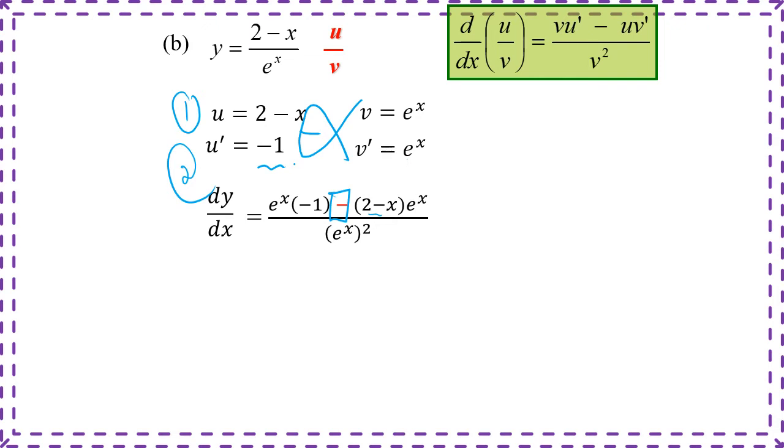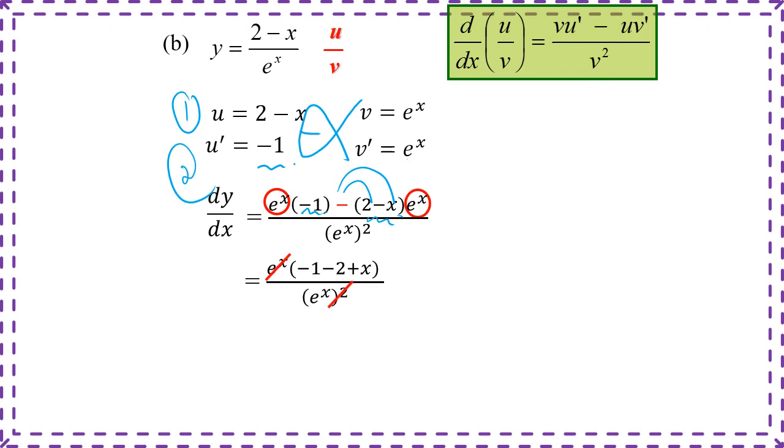And now you can simplify. Usually for quotient rule, we will use factorization. So we look at which term we have as a common factor. So here we have e to the power of x on both sides, so we can take out e to the power of x. On the left side we have -1. On the right side we have 2 minus x, so minus 2 minus -x, so it will be -2 plus x. Okay, so in the bracket we have -1 minus 2 plus x. So simplify, we get -3 plus x.